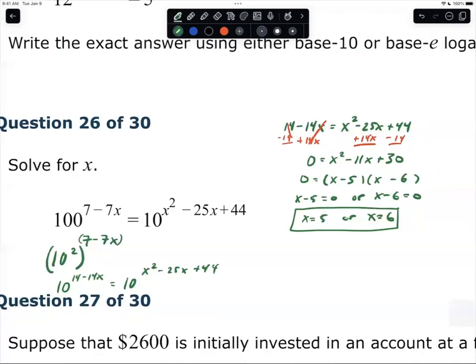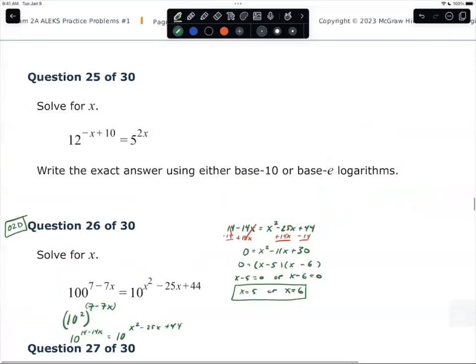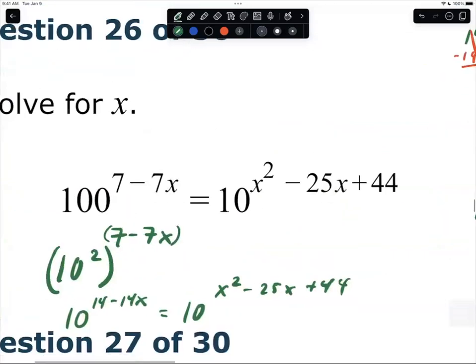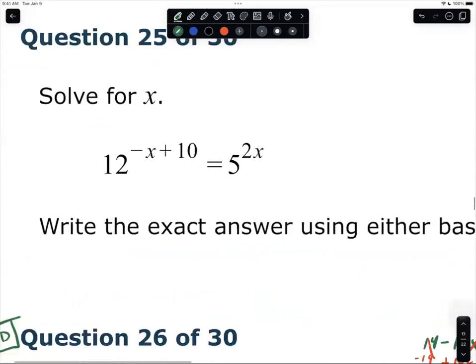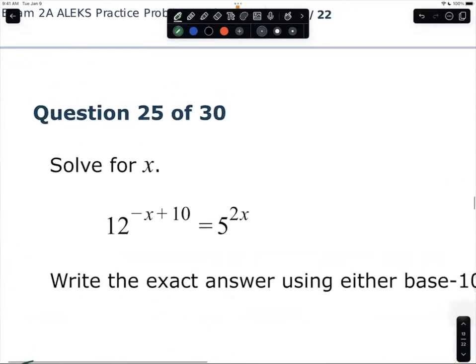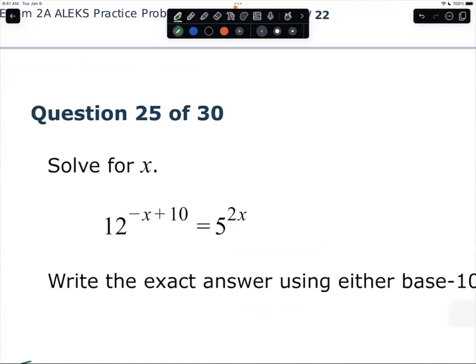All right, so 25 is slightly more challenging, because it was very convenient that both of these exponential expressions could be written with a base of 10. So we put them both in a base of 10 and set the exponents equal to each other, and then it was just a quadratic equation from there on out. Here, 5 and 12 cannot be written with the same base. So we have to do something different for this one. What can we do?